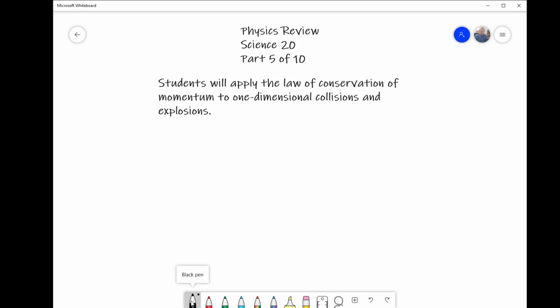So part 5. Students will apply the law of conservation of momentum to one-dimensional collisions and explosions. So let's think about these collisions. Let's say we have billiard balls, the classic example, because they tend to just bounce off each other.